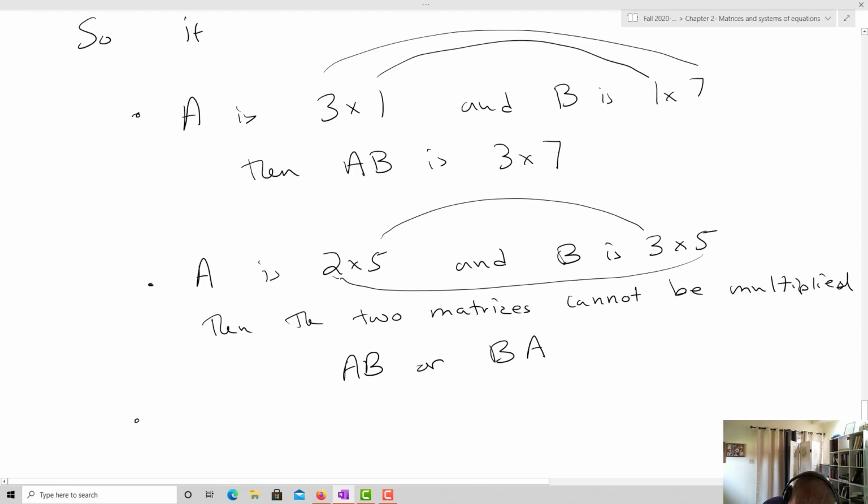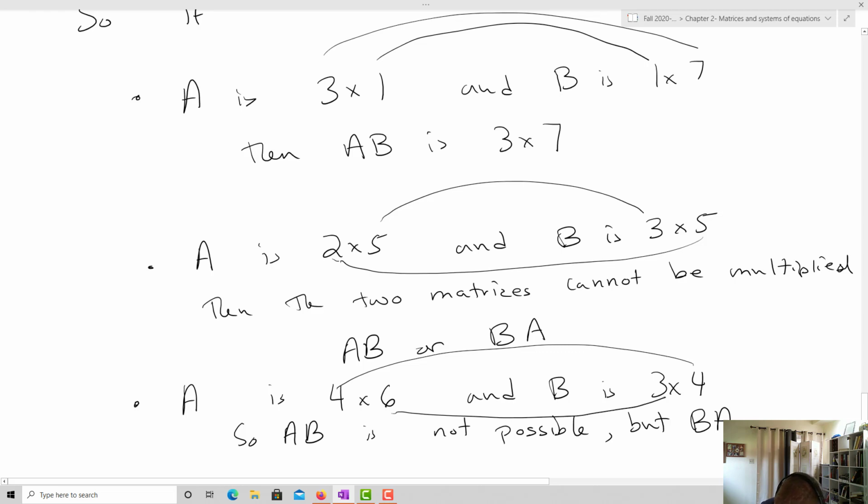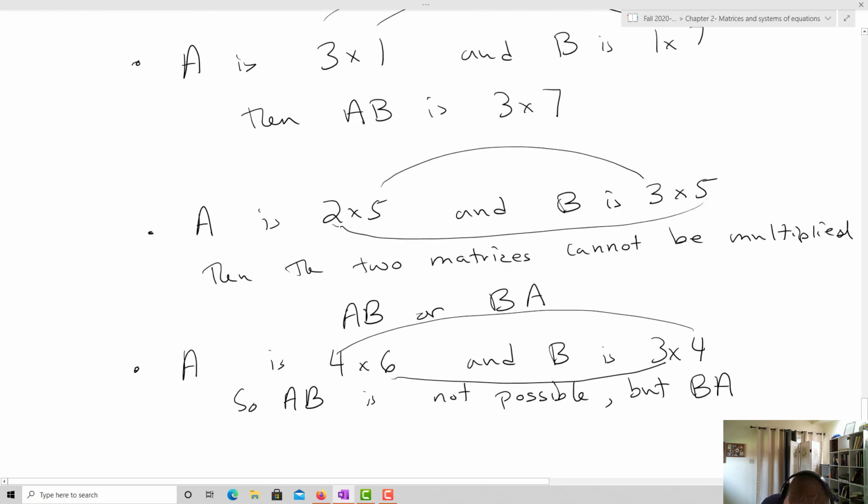Or, say for example, A is 4 by 6, and B is 3 by 4. Okay? So AB is not possible, but BA, we see that the 4 and the 4 are the same, and then these will actually be the exterior. So BA would be 3 by 4 times 4 by 6, and its result would then be 3 by 6. That would be the resulting size of the matrix.